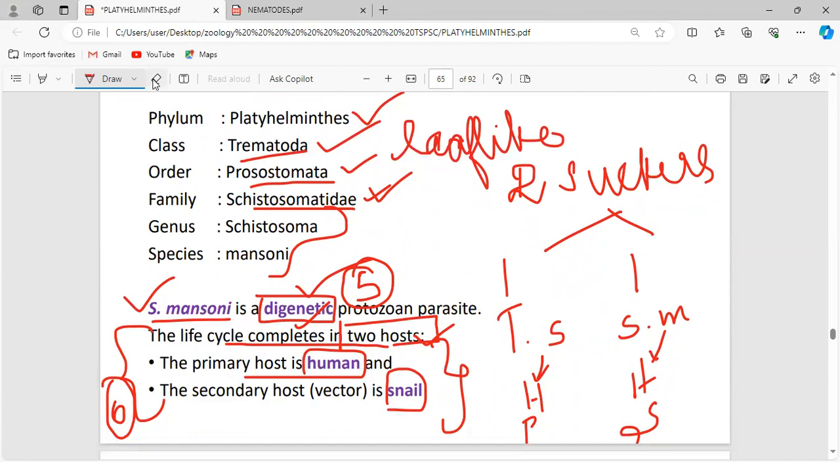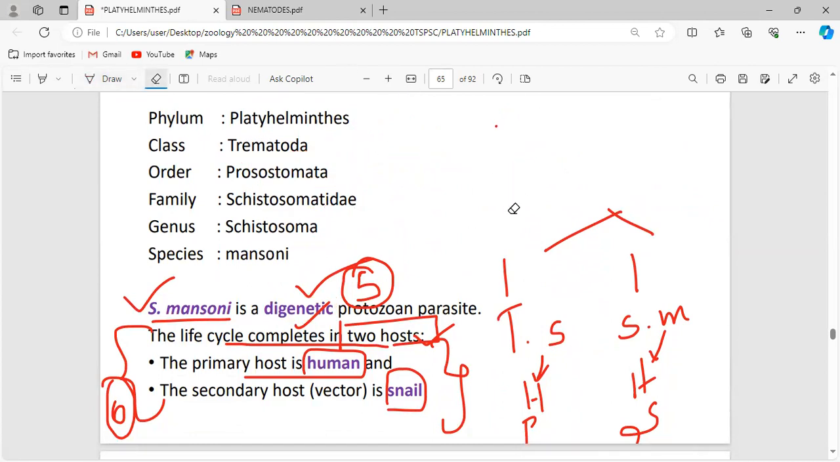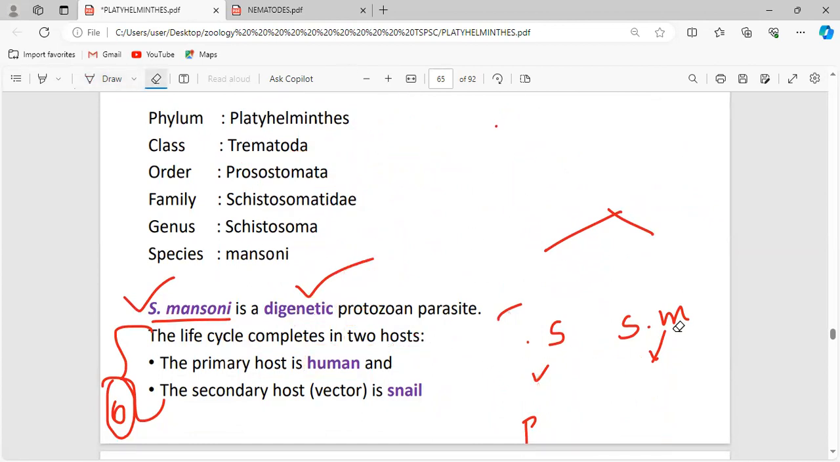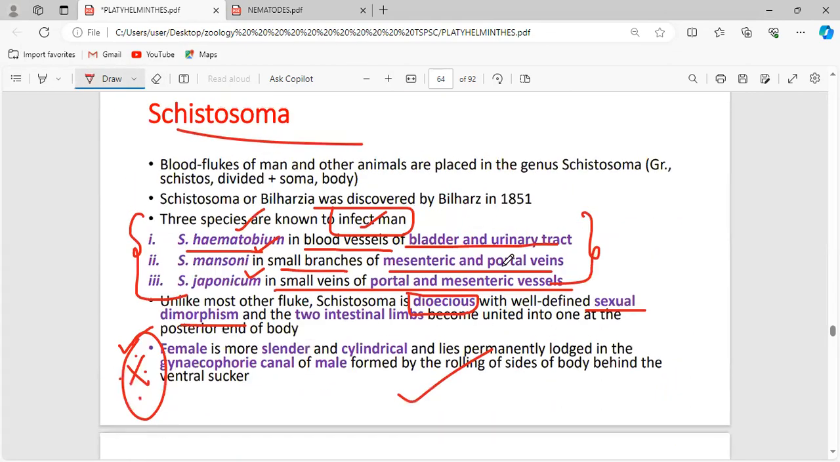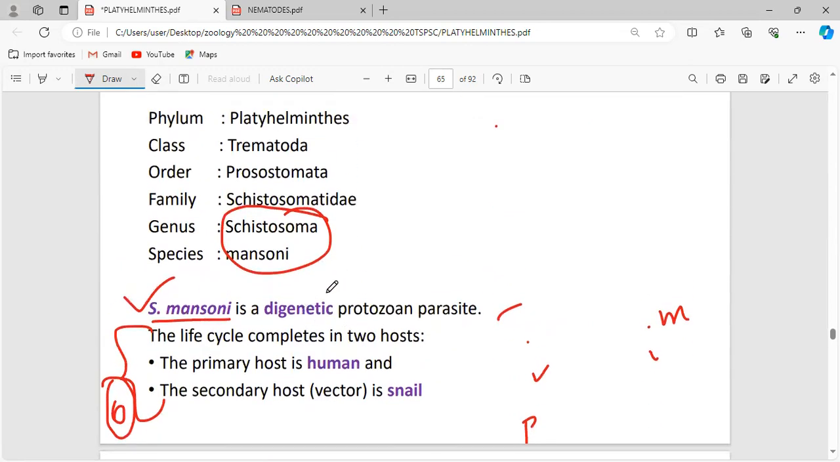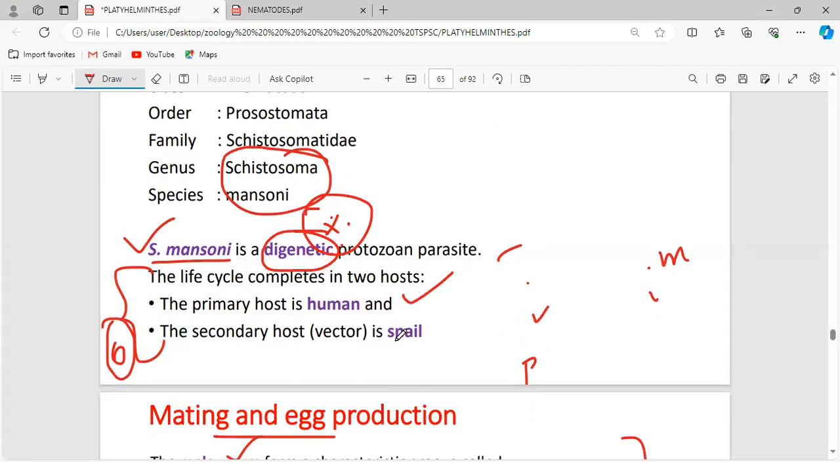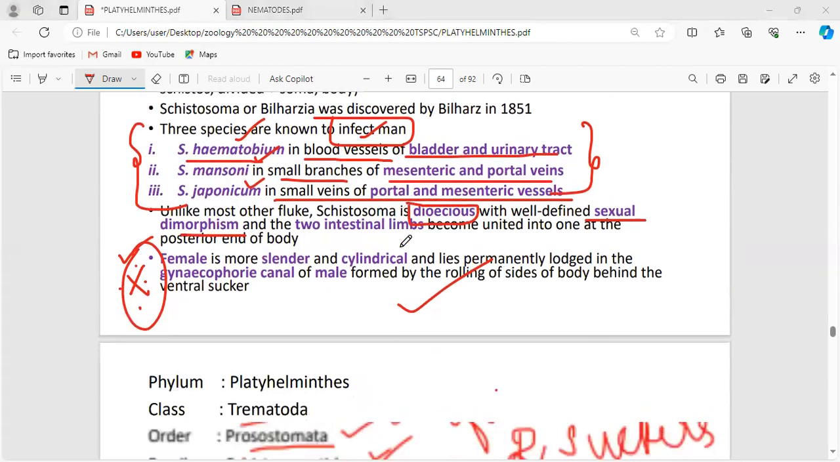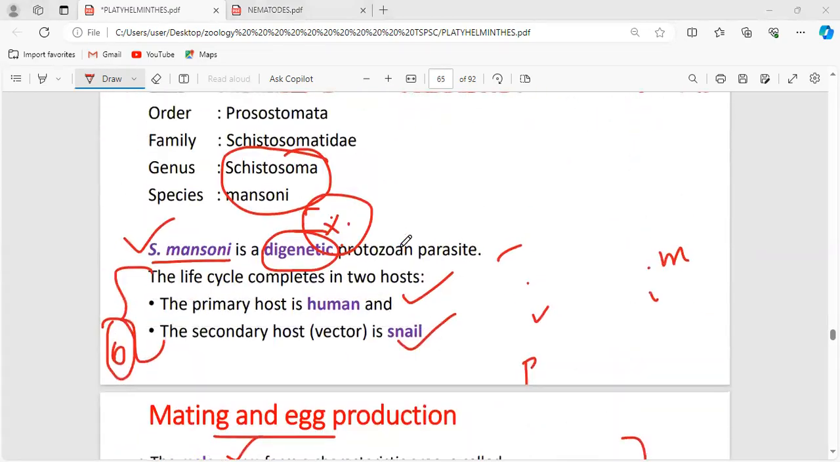Now, these are the systematic taxonomical classification, or the systematic position, of Schistosoma mansoni. There are three different species, but we are going to study Schistosoma mansoni. You have to remember this point: Schistosoma mansoni is digenetic in nature. The primary host is human and the secondary host is snail. Is it enough, Shanti Karunya? This is the first two slides.